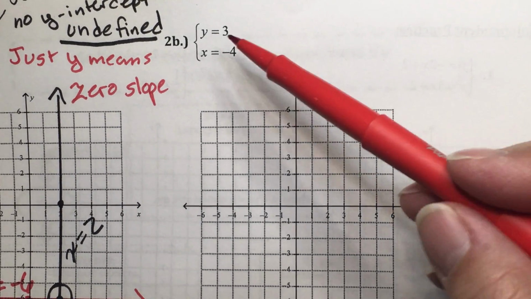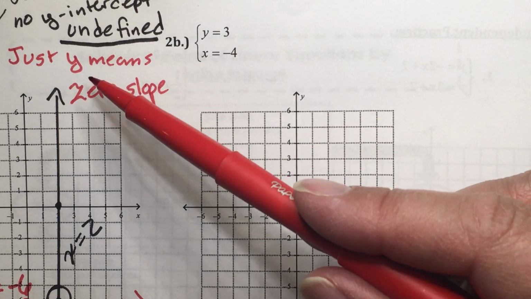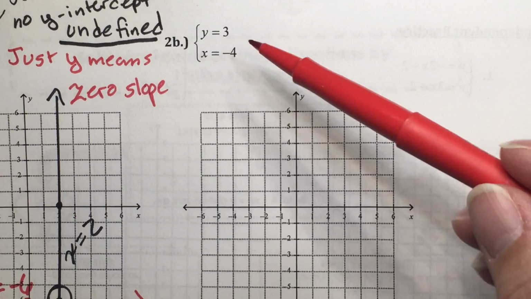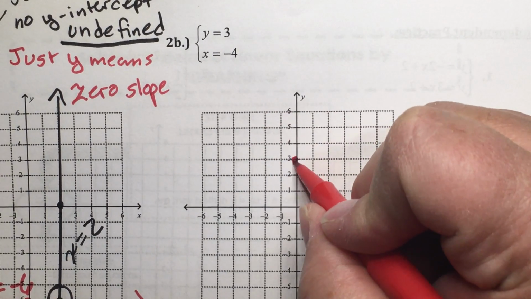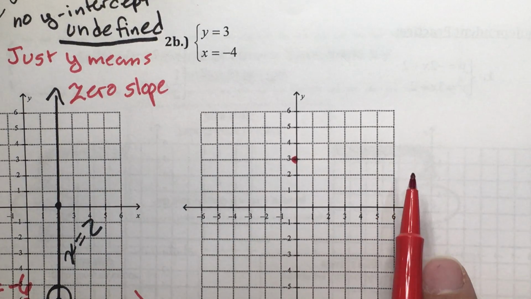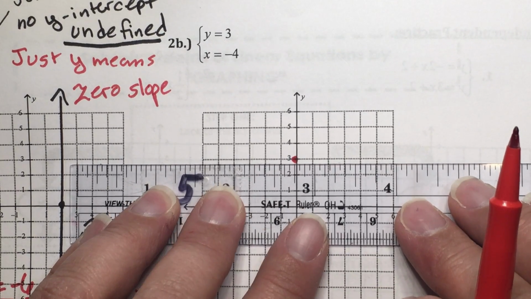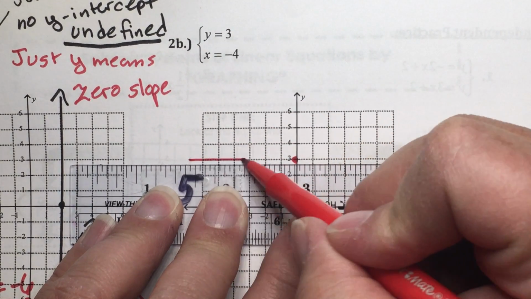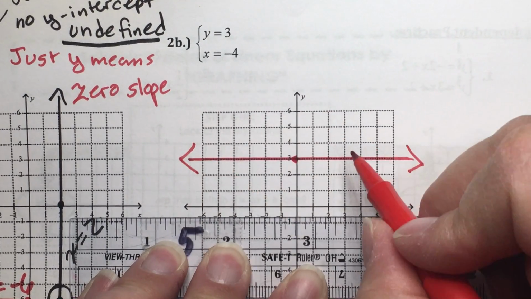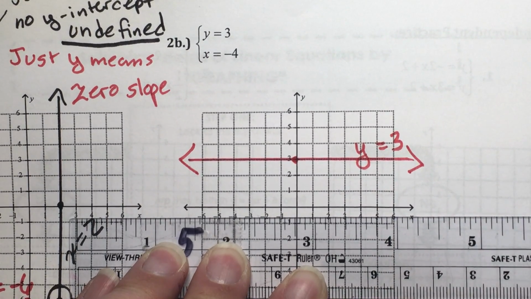So, y equals 3. What does that mean? It's just y, 0 slope. So I start with the y-intercept 3 and 0 slope is a flat line going straight across. And that's y equals 3.